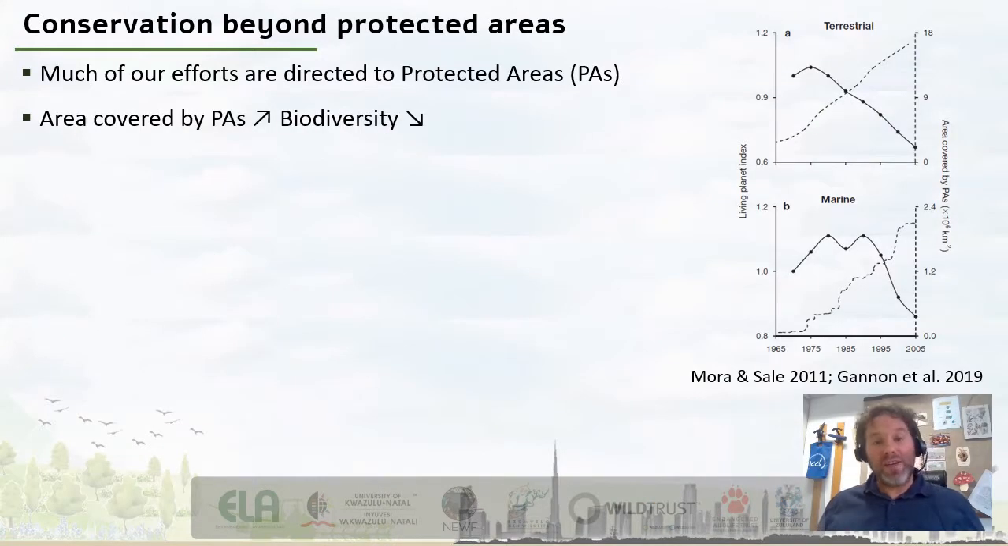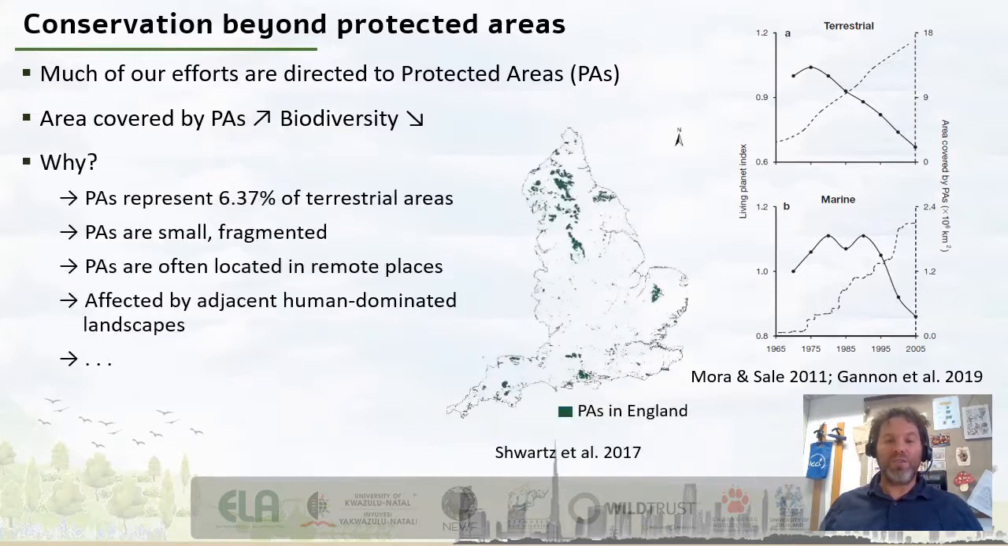Speaking about protected areas, much of the effort in conservation goes towards protected areas, and although the area is going up and covers more and more, both in terrestrial and marine areas, still the biodiversity crisis persists. A few years ago, we did a paper which analyzed the protected areas network in England, and we showed, like in many other places in the world, that first of all they cover only 6.37% of the terrestrial land, and in fact in the last 15 years it didn't really change. Changes were really small. Of course, it's a network of small, fragmented areas which are often located in places which are remote that nobody wants.